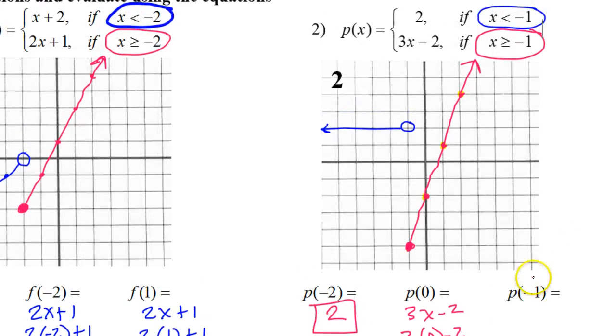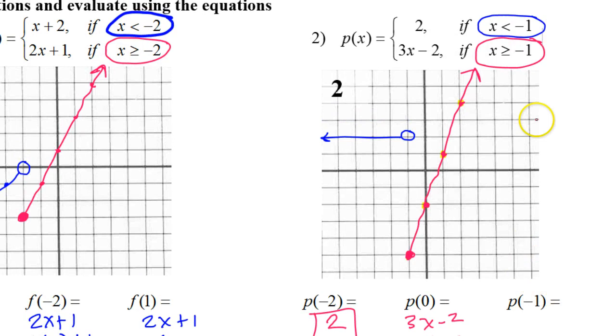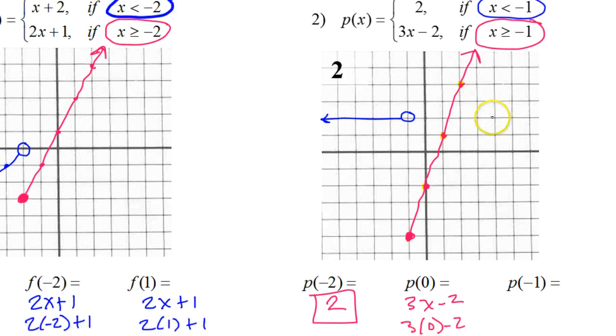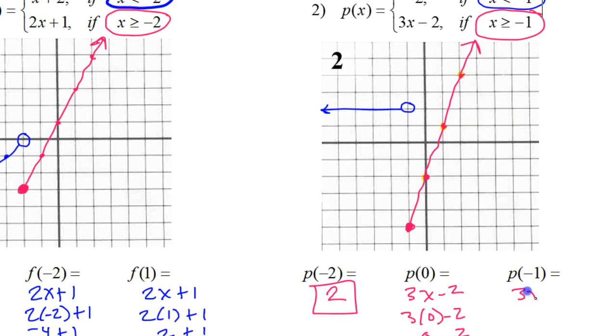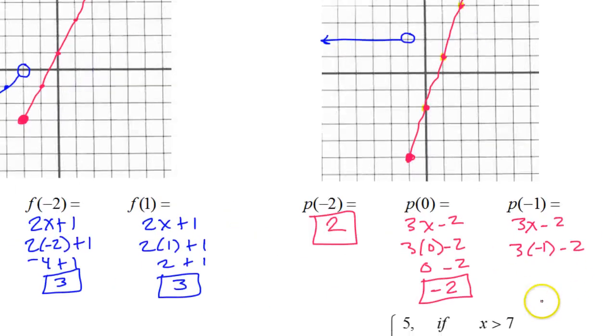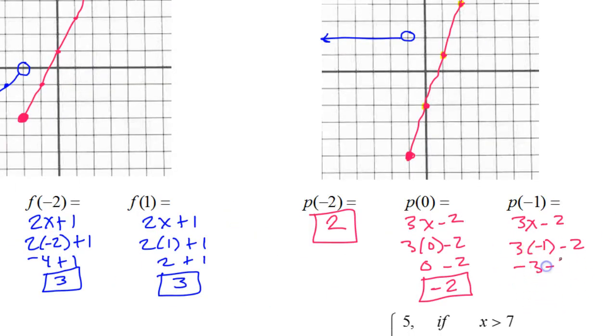All right, what about negative 1? Well, negative 1 equals negative 1. So that means we'll use the bottom function again because of the equal to. So again, we're doing 3x minus 2. So that's 3 times negative 1 minus 2. So that's negative 3 minus 2. So that's negative 5.